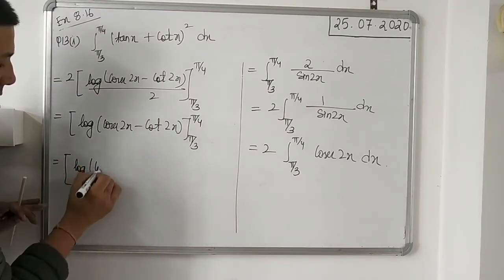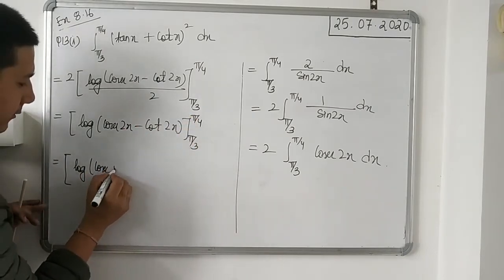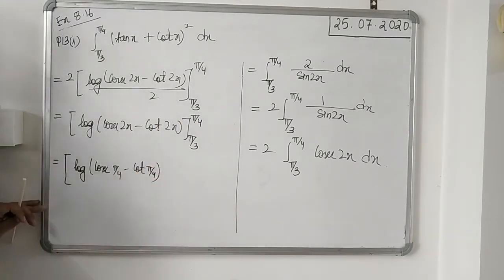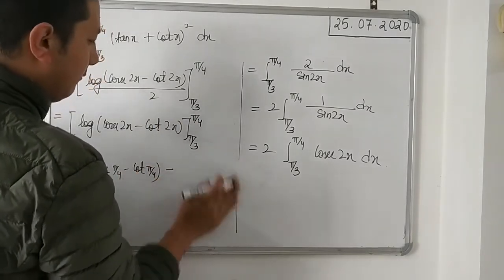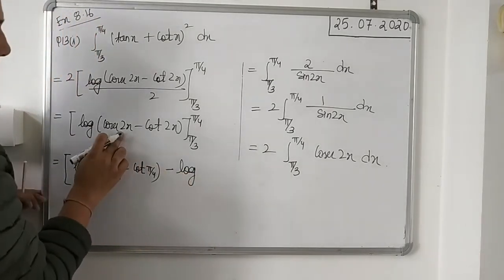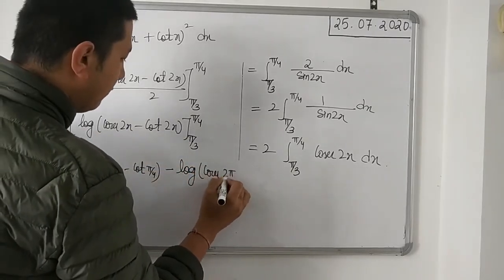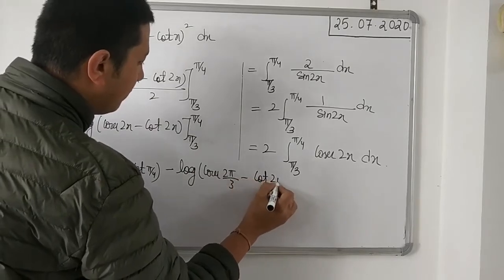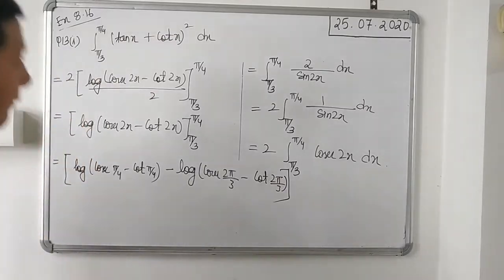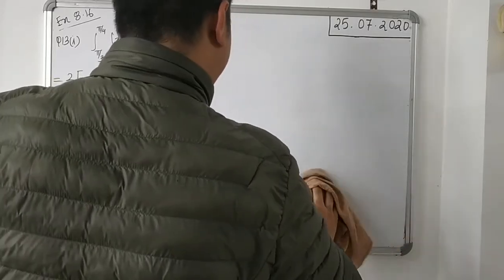So in the box bracket, I'll be getting log, first cosec pi by 2. Is it cosec pi by 2 minus cot pi by 2? All right, and then minus log of cosec 2 pi by 3 minus cot 2 pi by 3. Let's close the box bracket as well. Now we just have to simplify it.